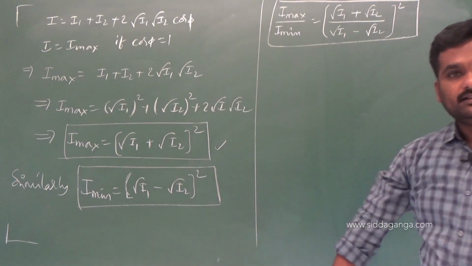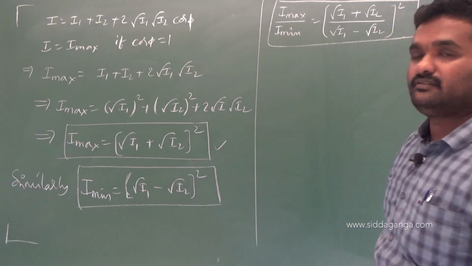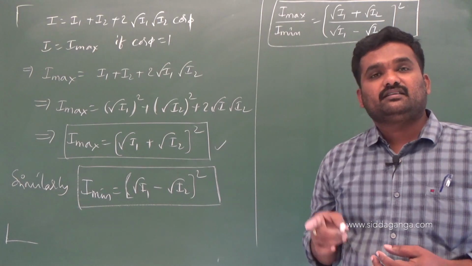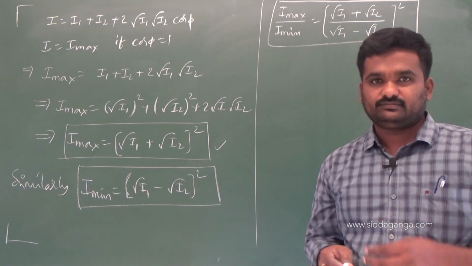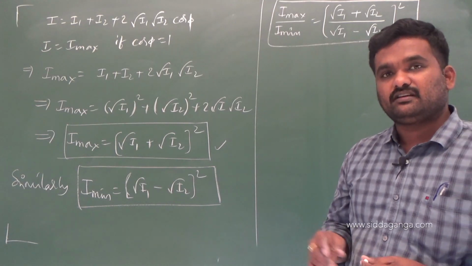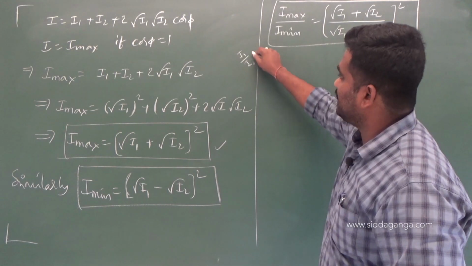A few times they will give problems like this. I will just mention it here itself. They'll ask questions like: if the ratio of intensities of two superposing waves is 2, what is that? The ratio of intensities of two superposing waves is given as 2, which means I1 by I2 is 2.